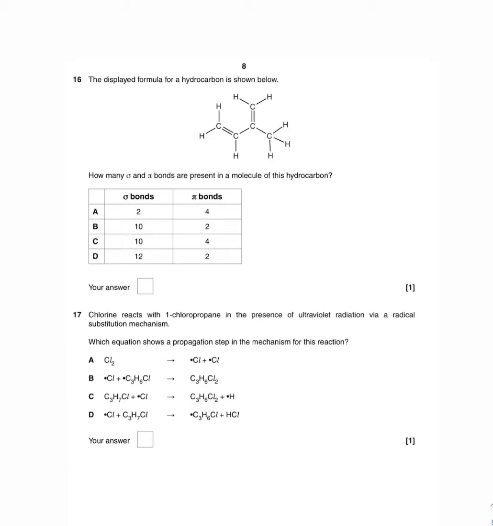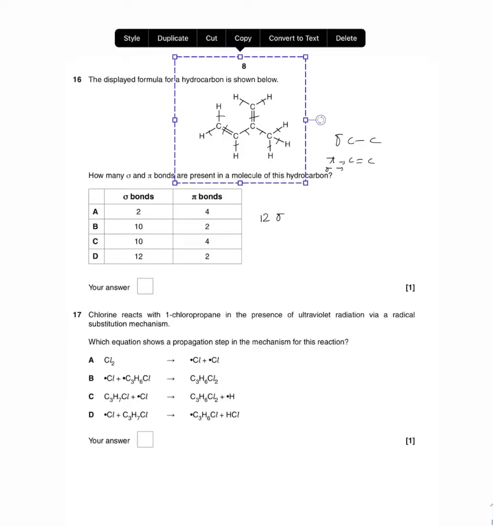Question 16 has this displayed formula for a hydrocarbon, and it's asking how many sigma and pi bonds are present in a molecule of this hydrocarbon. Sigma bonds go with carbon-carbon single bonds, but pi bonds and sigma bonds both go with a carbon-carbon double bond. So if we count the sigma bonds, there is 1, 2, 3, 4, 5, 6, 7, 8, 9, 10, 11, 12. So there are 12 sigma bonds.